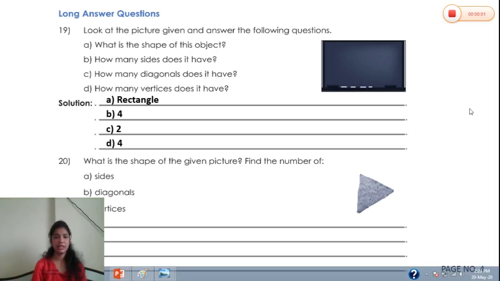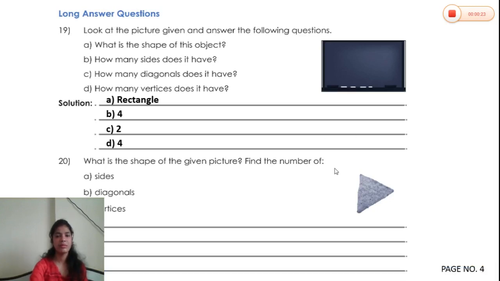Question number 20. What is the shape of the given picture? Find the number of sides, diagonals and vertices. Here object is given. You have to find out the sides, diagonals and vertices. First you have to recognize which shape this is. The shape is, yes, the shape is triangle.